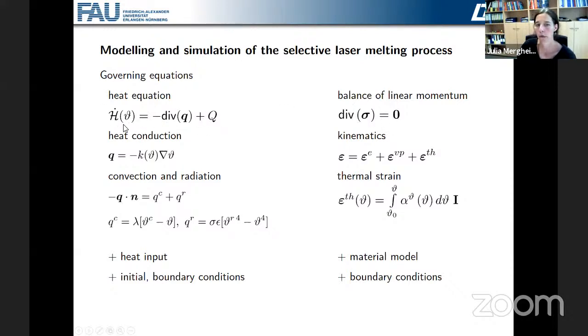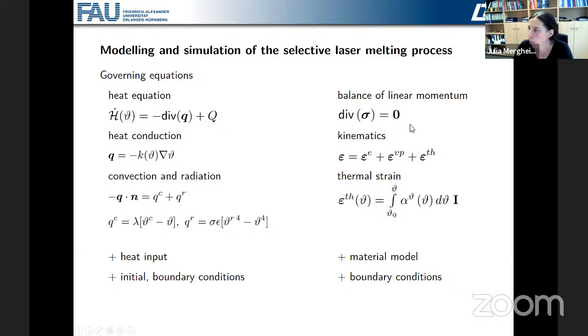So the heat equation is here given in terms of an enthalpy formulation. So H is the enthalpy. We have q as a heat flux, and this capital Q here is a heat input by means of the laser beam. Heat conduction is governed by Fourier's law. So the conductivity is also temperature dependent, and we can have convection and radiation. We have to complete this equation by means of the heat input. So how that looks like, and initial and boundary conditions.